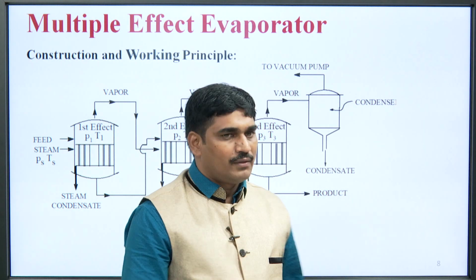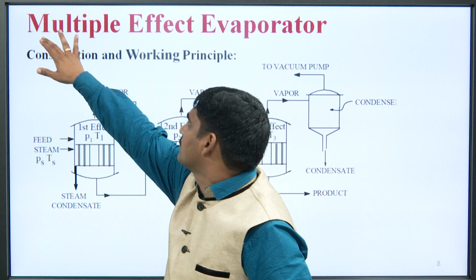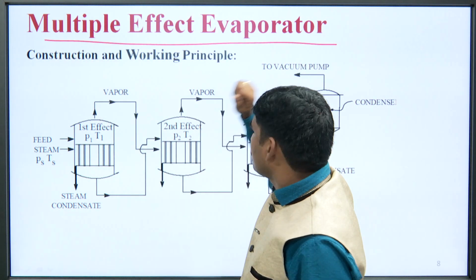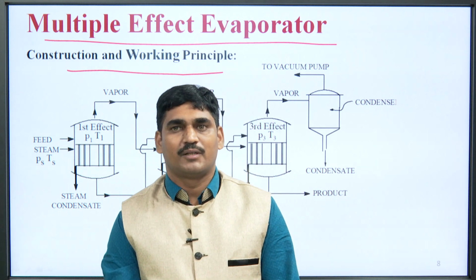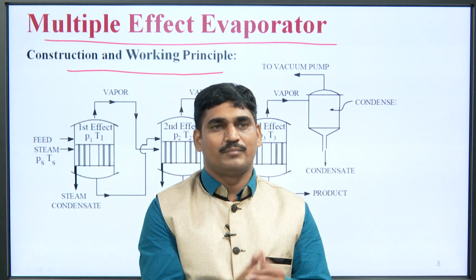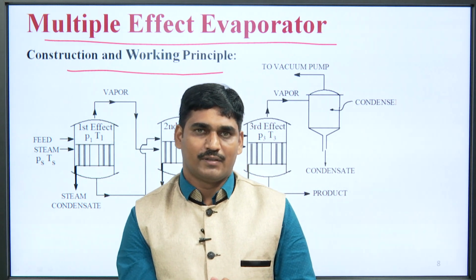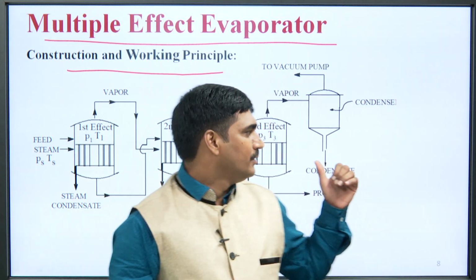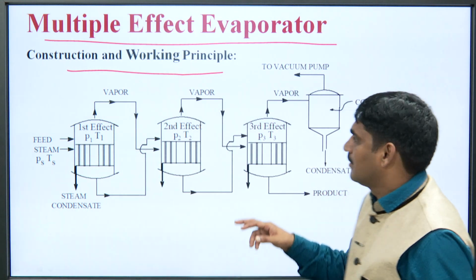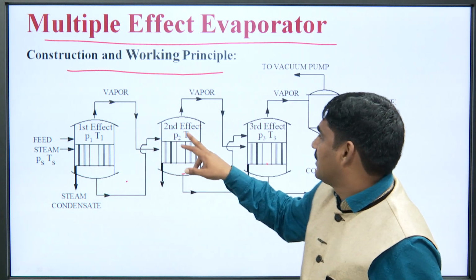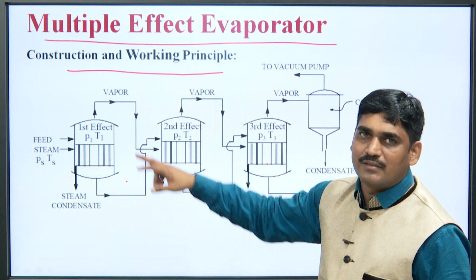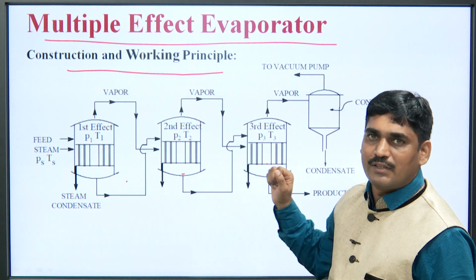Now, multiple effect evaporators. Construction and working principle of multiple effect evaporator. As the name suggests, multiple effect evaporator. So, in this, as we see in the diagram, there are 3 different evaporators: first effect, second effect, third effect. That is why it is called a multiple effect evaporator.